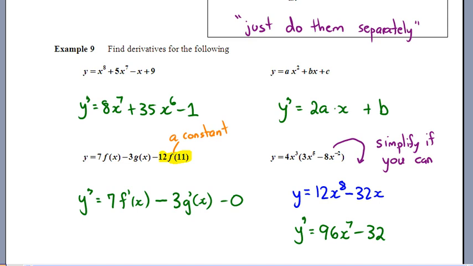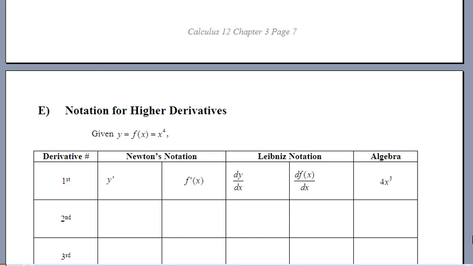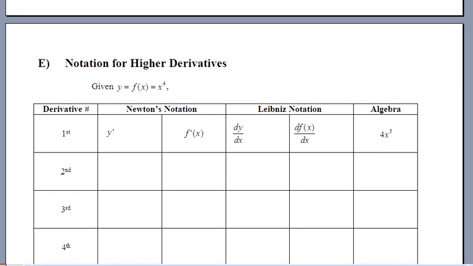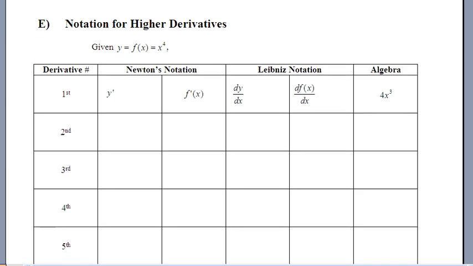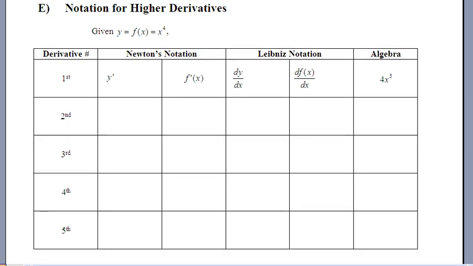Okay, final page. Sometimes you want to actually go and do a derivative of a derivative, sometimes even beyond that. And so we're going to have to look at how do you write that down. Process of doing it is actually really easy. In fact, let's do that first. Let's do all the derivatives here. So I've got this function, f of x or y, whatever you want to call it, is x to the 4th. And then we're just going to start hitting this thing with derivatives.